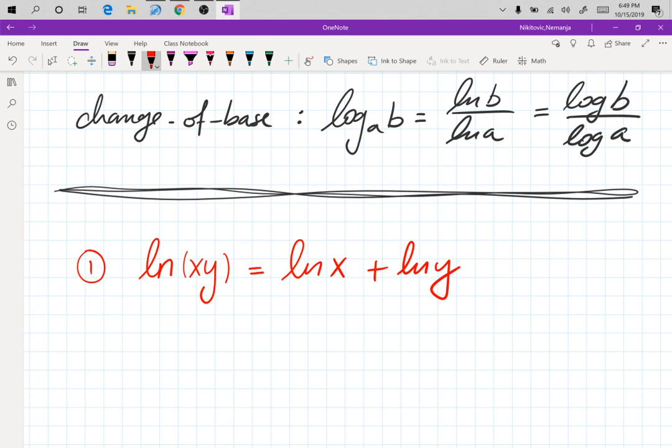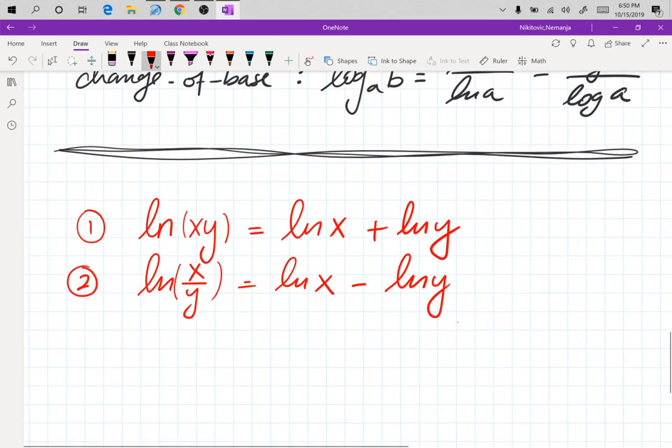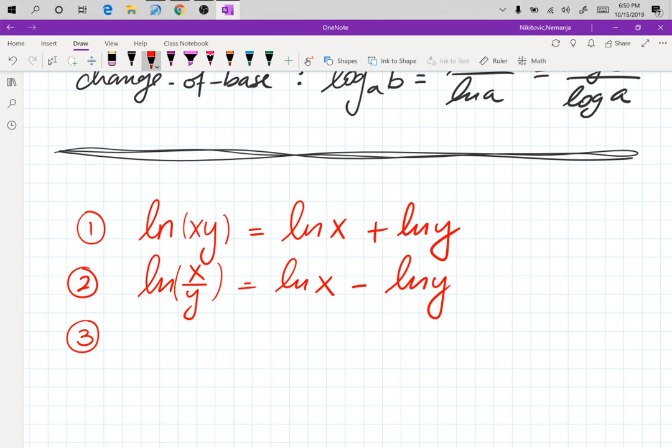Whether you're going to use ln or log base a, I don't care. You can use any of them. It's all the same, it's logs. Number two, ln of x over y is ln of x, common sense, minus ln y. And the third formula that y'all must know is ln of x to the p is p ln x.